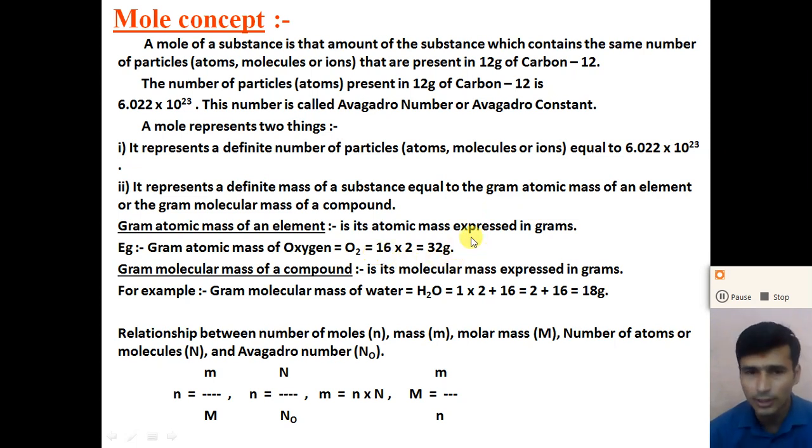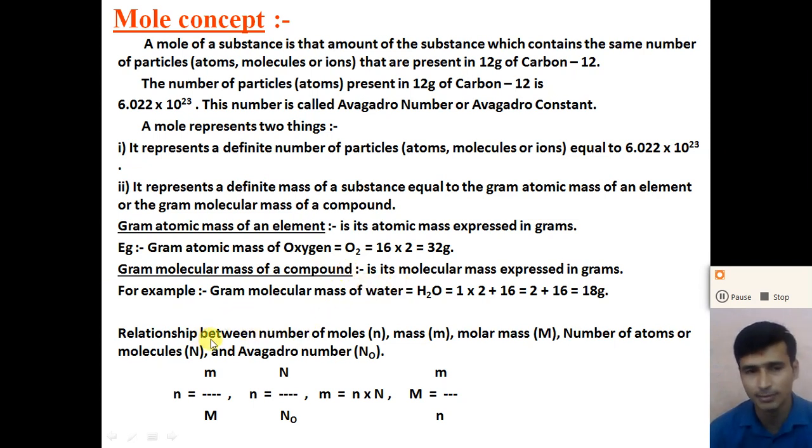So the mole represents a definite mass of the substance: the gram atomic mass of the element, or the gram molecular mass of the compound. In 1 mole, oxygen has an atomic mass of 32 grams, right? The gram molecular mass of a compound is its molecular mass expressed in grams.